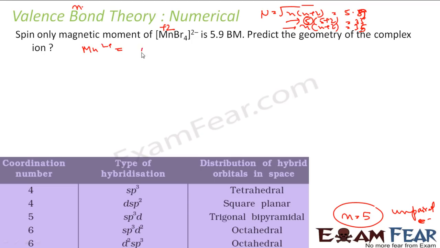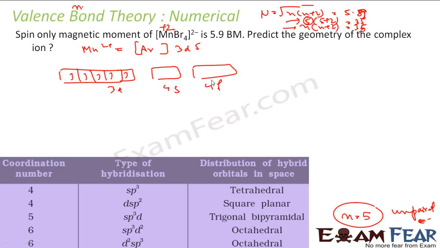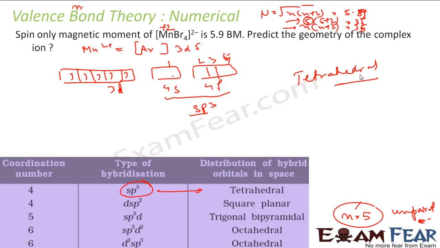Mn2+ oxidation state is what? Argon 3d5. Put the values: 1, 2, 3, 4, 5. This is 3d, this is 4s, this is 4p. Now the experiment says n is equal to 5, which means you don't need to touch these unpaired electrons. Now your coordination number is 4, so you need 4 orbitals: 1, 2, 3, 4. You use these to form sp3: 1 s and 3 p. sp3 hybridized is tetrahedral, so you can say that the geometry of this is tetrahedral. Using experimental data, we could say what the geometry of this particular complex is if we know valence bond theory.